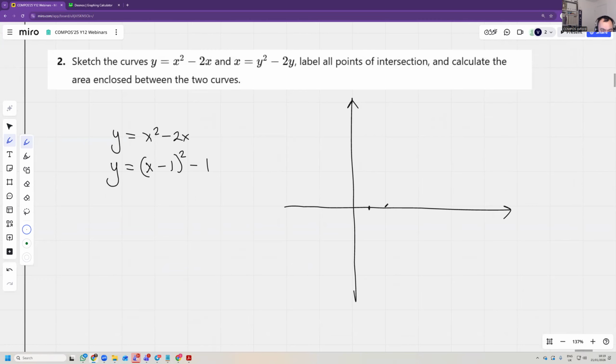So let's call this 1, 2, 3, 4. 1 square up, 1 square down. And then it goes through 2, 4, 3, 1, 2, 3, 4, 5.